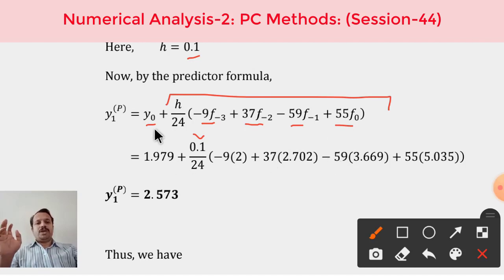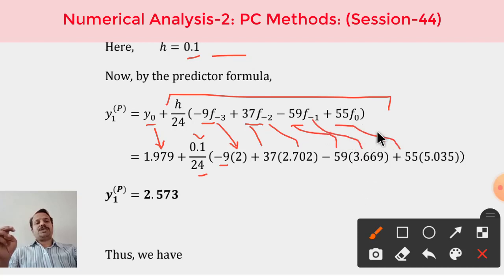So let us substitute the values. Y0 value from the given initial condition is 1.979. H is 0.1, as I just told you, and it is divided by 24, which is constant. It is everywhere in the formula. Now minus 9 as it is, the value of f minus 3 we just listed out, we got it as 2. 37 as it is, f minus 2 is 2.702. Minus 59 as it is, f minus 1 is 3.669. 55 as it is, and the value of f naught being 5.035. So we have to substitute the values correctly.